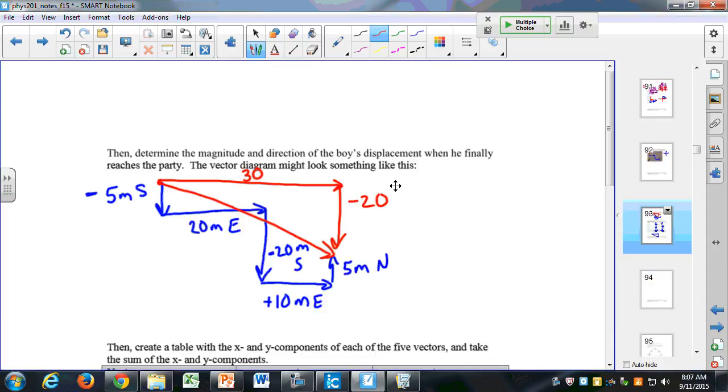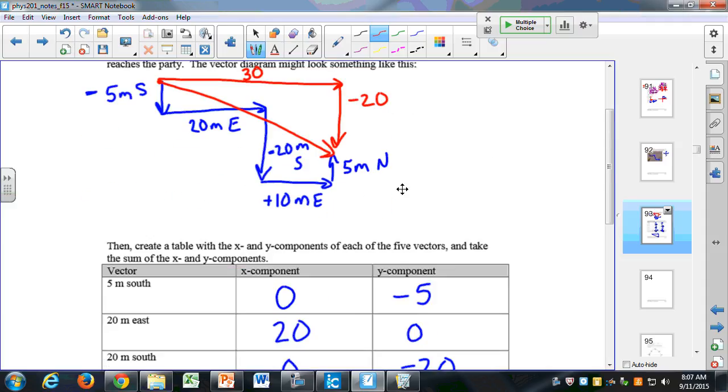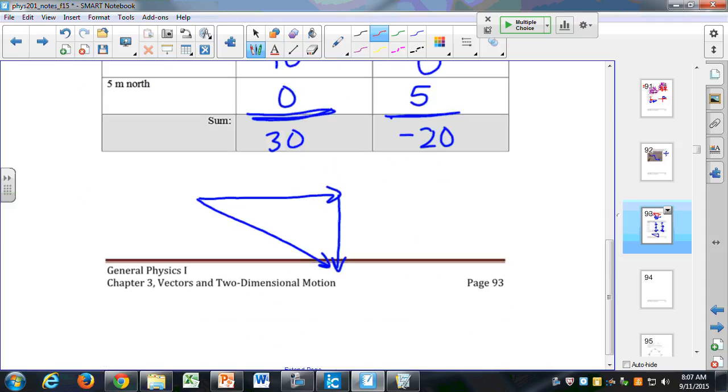Let's see, I'll just do it here. I want to find that angle. I'll just call it theta. I say theta is the inverse tan of y over x. That's 20 over 30. And that gives me an angle of 34 degrees.